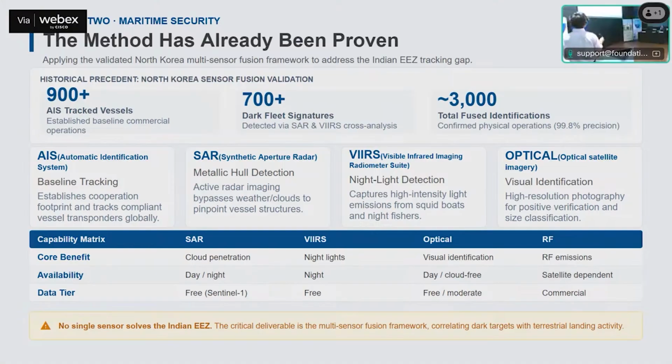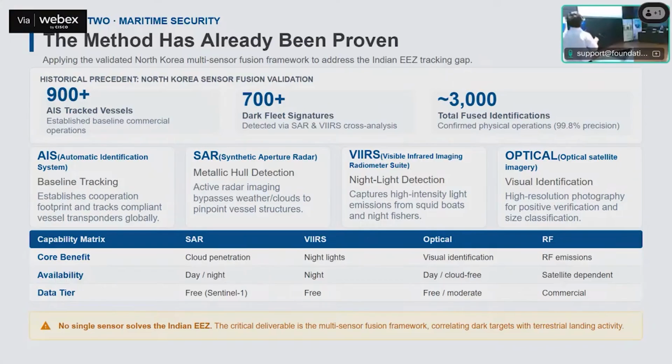Any one of them alone is not enough for this purpose. We need a combination of all these three methodologies: SAR, VIIRS, and optical. So we will be using SAR, then validating it using VIIRS, and then confirming it again with optical to confirm that there is a dark fleet in the ocean region.